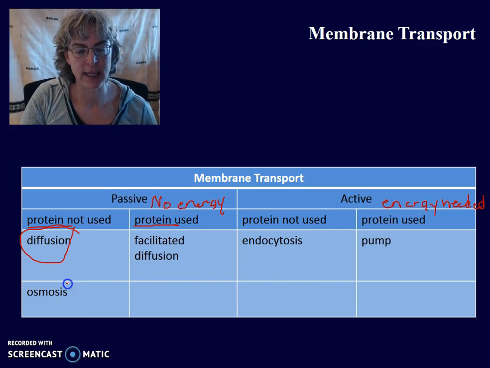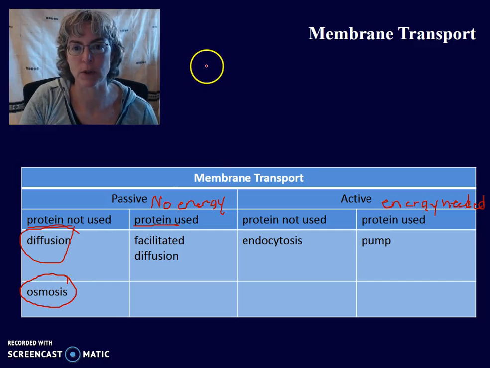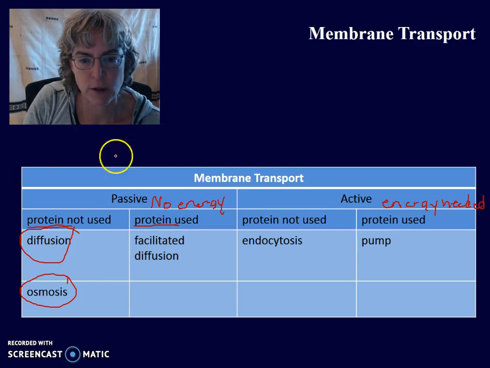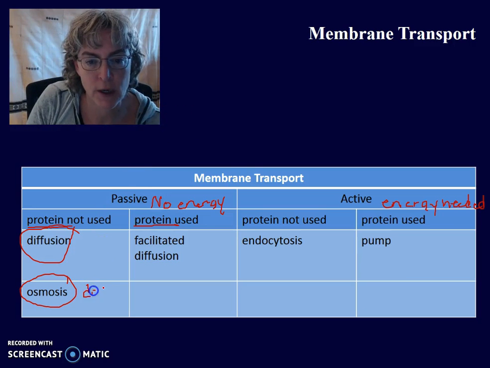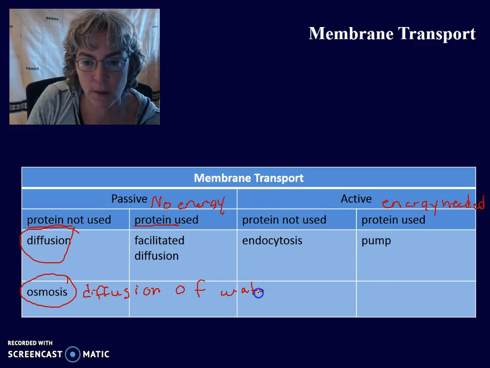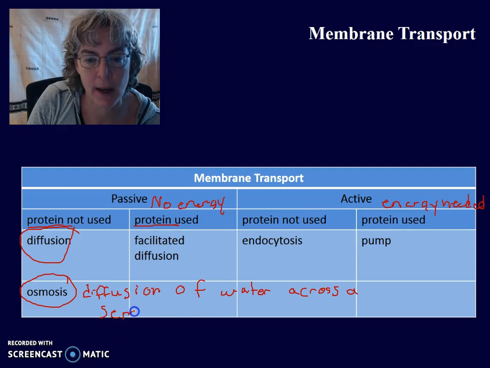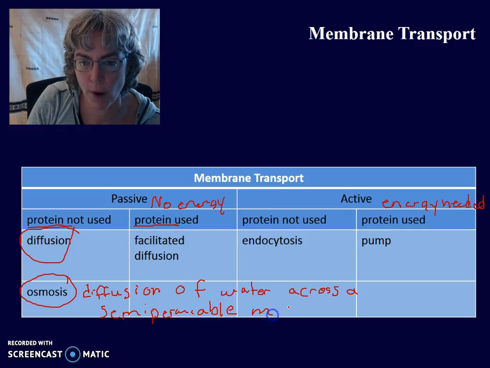Okay, so let's take a look at osmosis. What is osmosis? First, let's go ahead and put a definition of osmosis. So it is diffusion of water across a semi-permeable membrane.